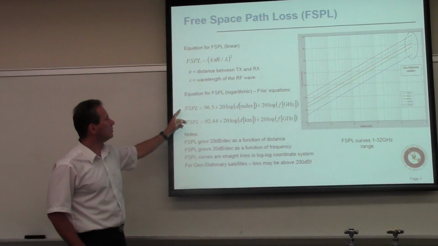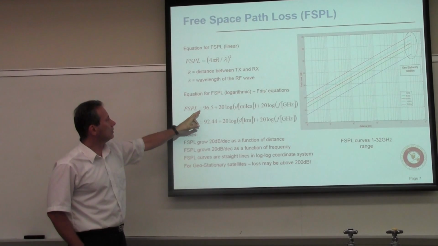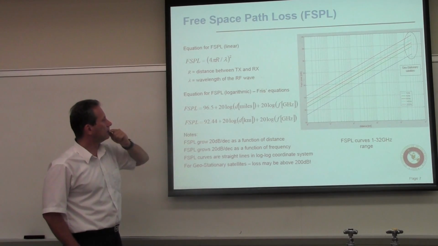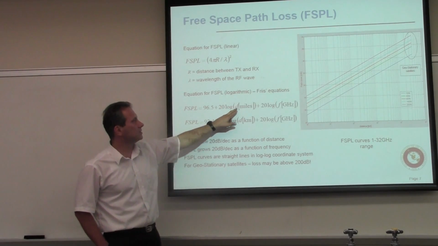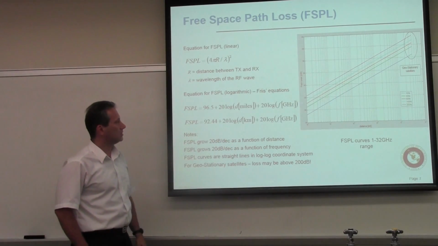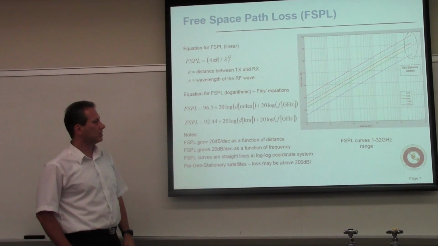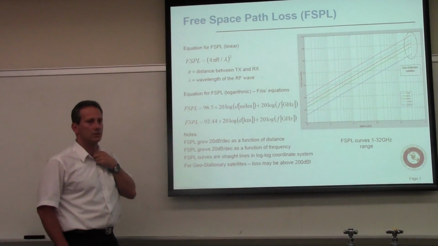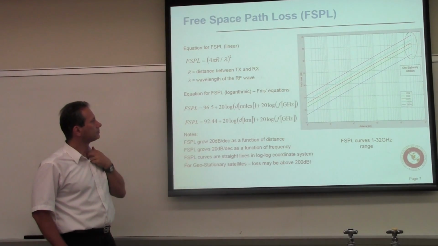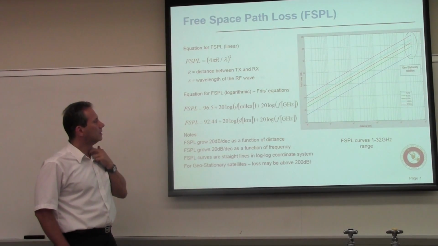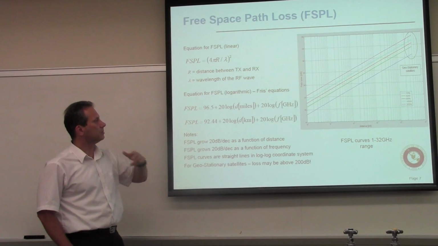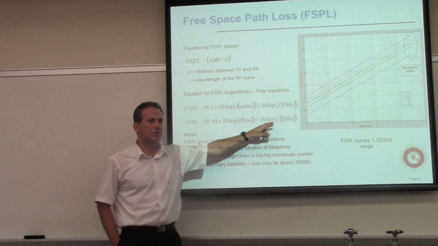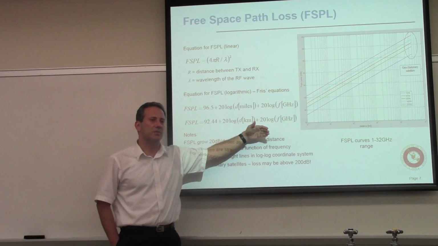Now it's in logarithmic units. Here you have two forms. One is if the distance is given in miles, and the other is if the distance is given in kilometers. And then here you have frequency given in gigahertz, right? So it's slightly different than the one that we had in RF propagation, because in RF propagation we were having megahertz, but it's the same equation.